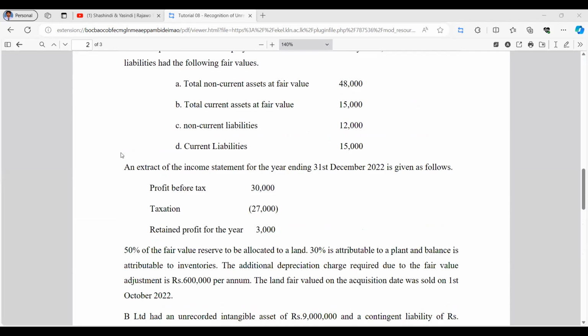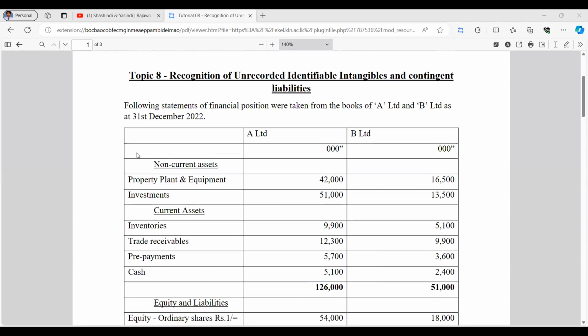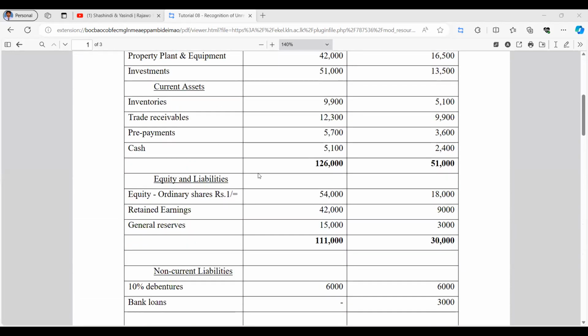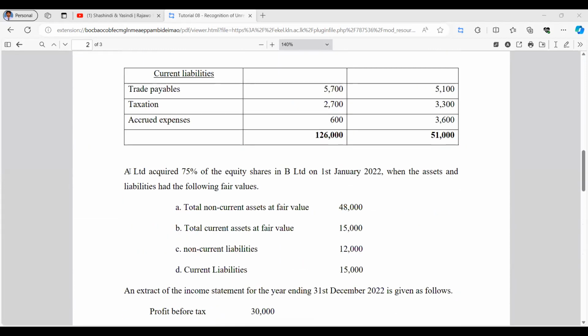It's given how many adjustments. There are some adjustments. It's like a normal statement of financial position. A acquired 75% of the equity in B. It means this is a subsidiary. The control is obtained based on the acquired share portion of 75%. If it is more than 50%, we assume that control is obtained. There is 75%, so indirectly it's saying that the non-controlling interest is 25%.